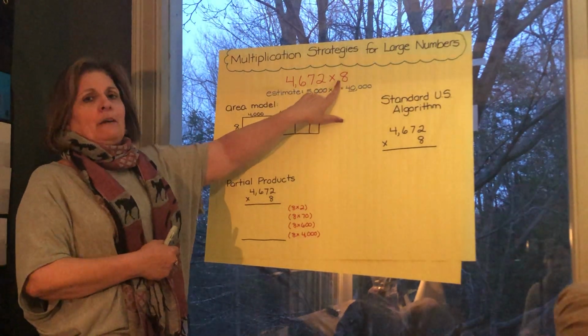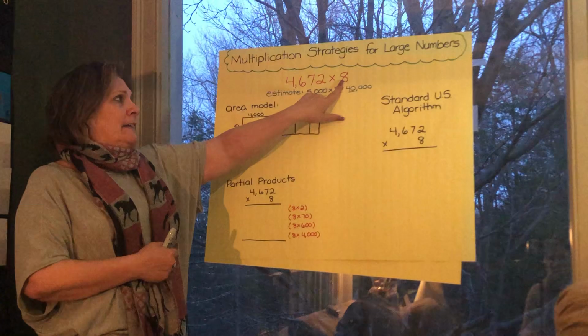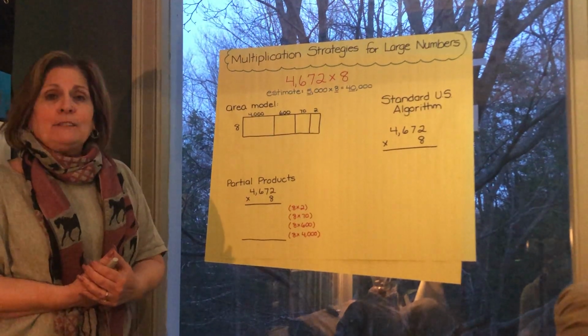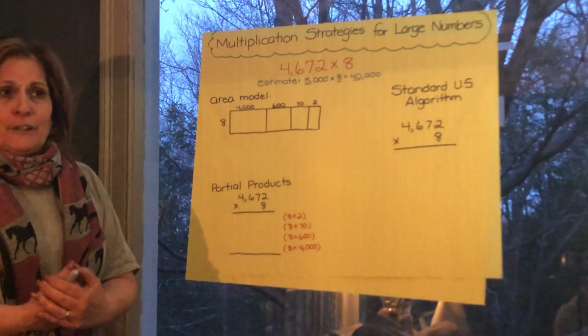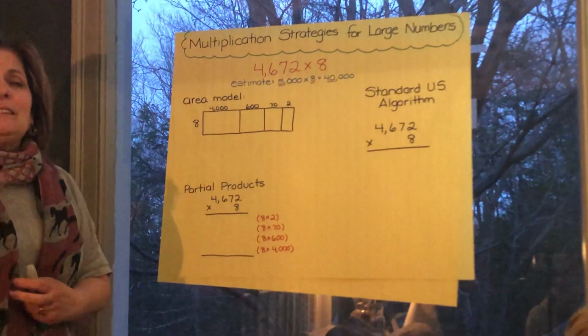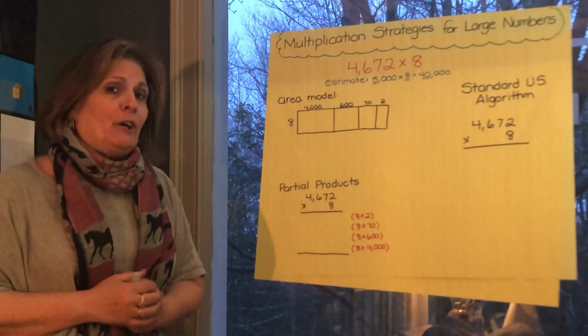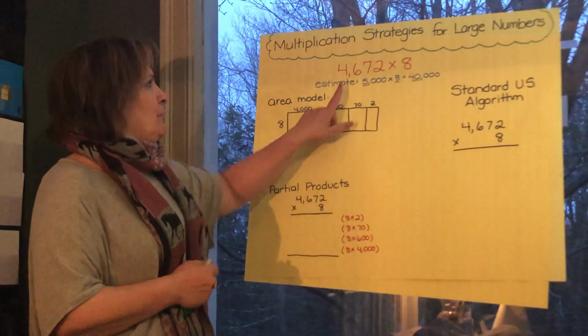Okay, so in order to do this, we're going to start with the number 4,672, and we're going to multiply it by 8. And as always, I'd like you to estimate what the answer would be first. And remember, the estimate is something we can do quickly in our heads to get us in the ballpark of an answer.